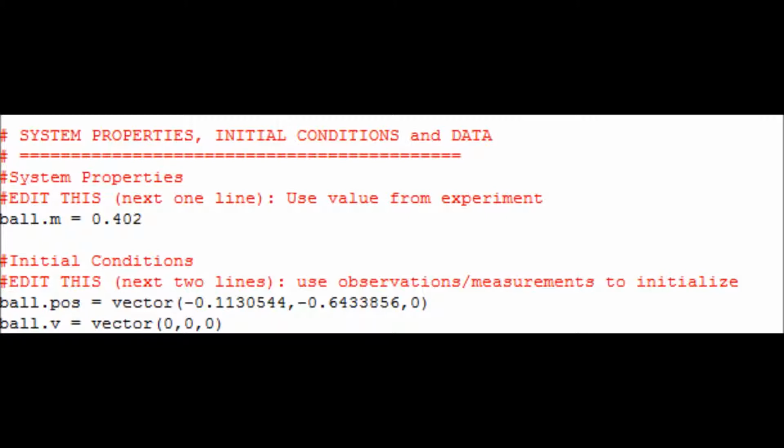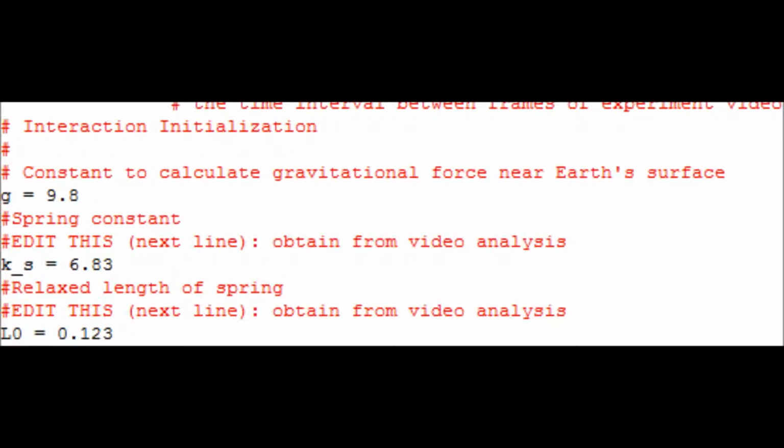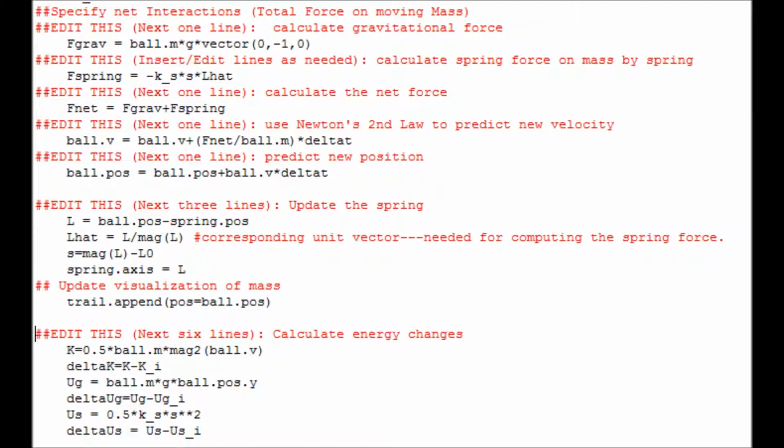First, we introduce the initial conditions: the mass of the ball, the gravity, the constant of the spring, and also the natural length of the spring. To model the movement, we calculate the force of gravity, the weight of the object, the force of the spring, and the global force, the net force. Then we calculate the new velocity and the new position of the mass.